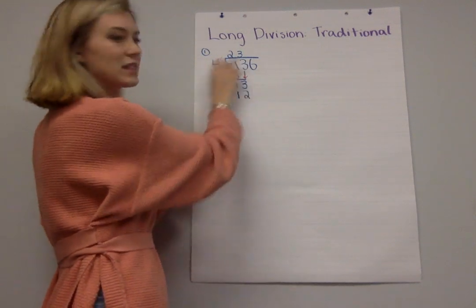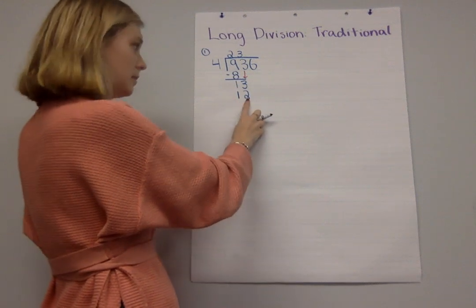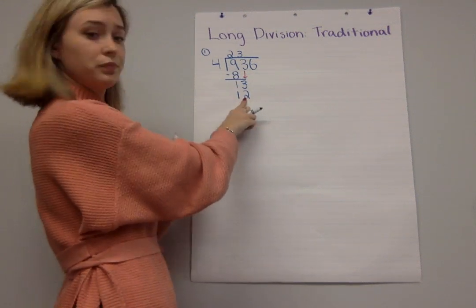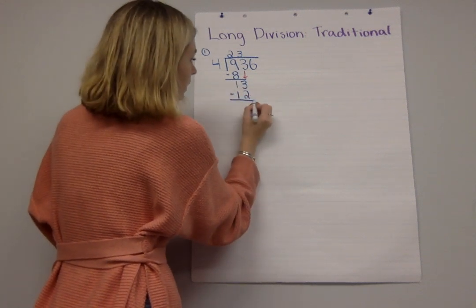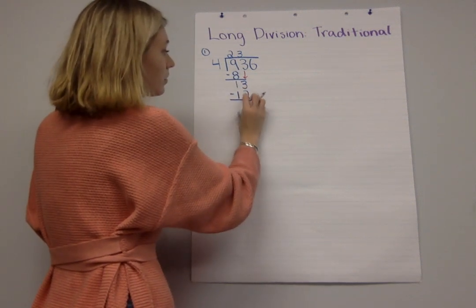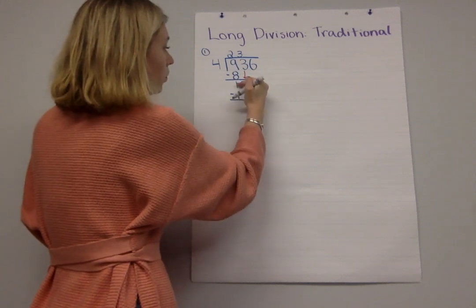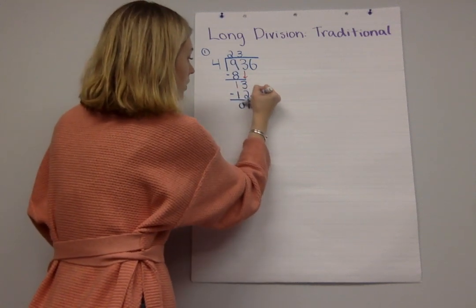Let's go back and see what steps we did next. We wrote down how many times it goes in. What do we do next? We subtract. 3 minus 2 is 1. 1 minus 1 is 0.